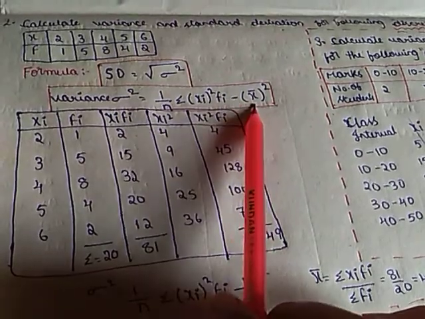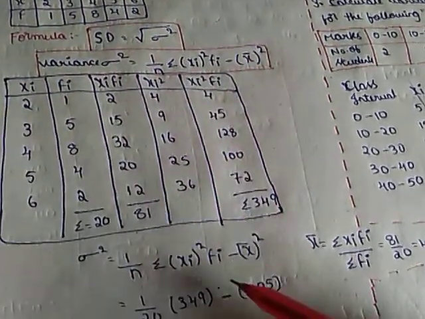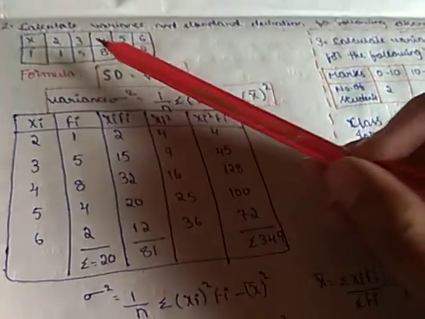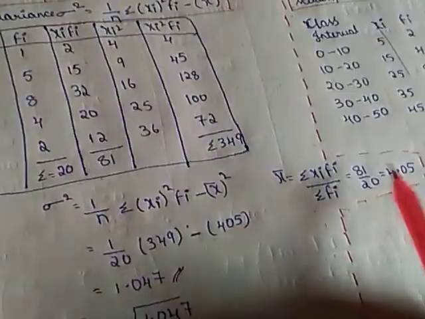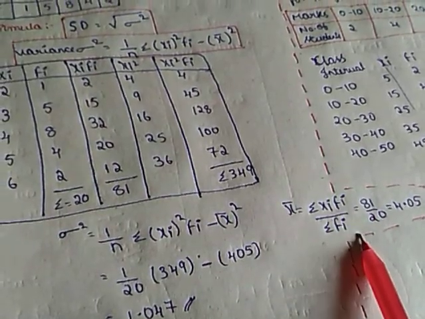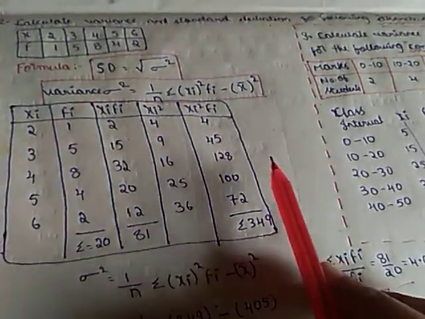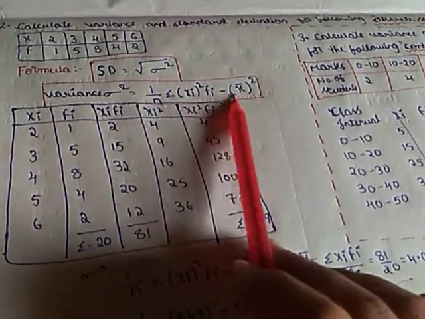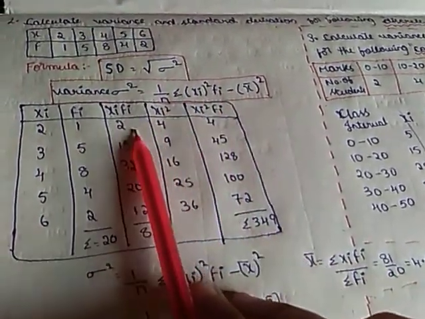X bar means the mean value we have to calculate. So we know the formula. Here it is given x values and f values, so summation of xi fi by summation of fi, we have to find out that, and we have to find out xi square fi also. So based on the formula we have to draw the table.